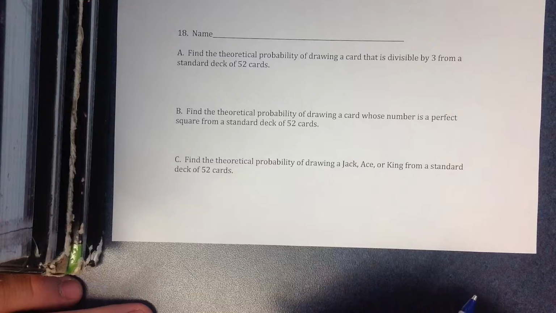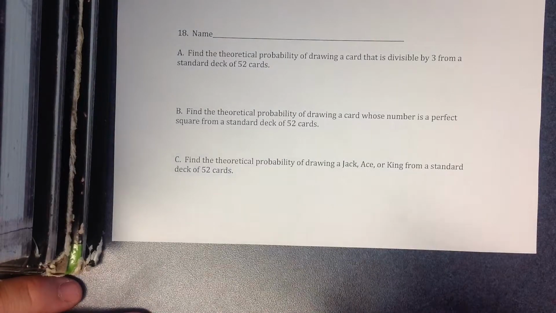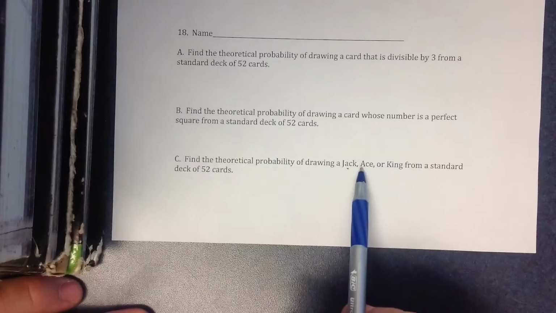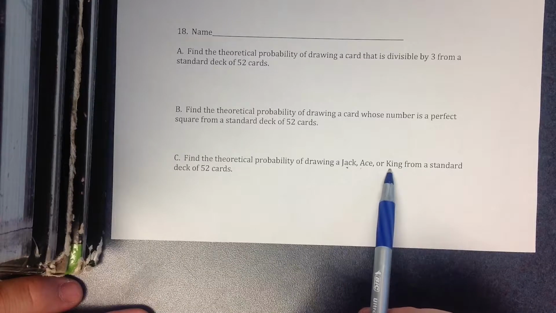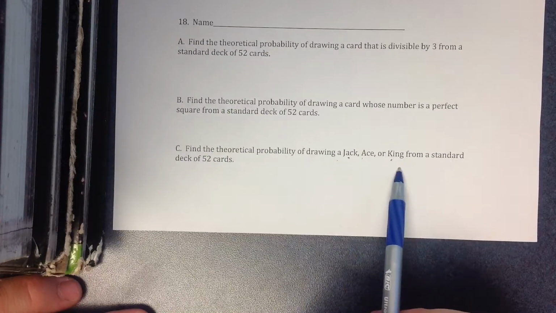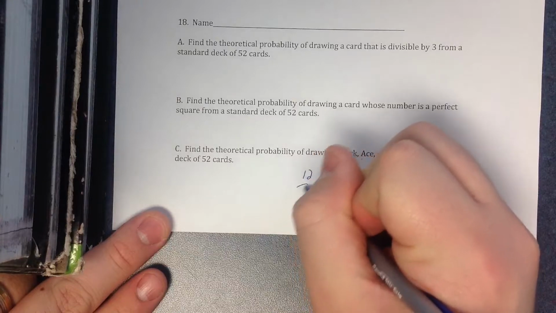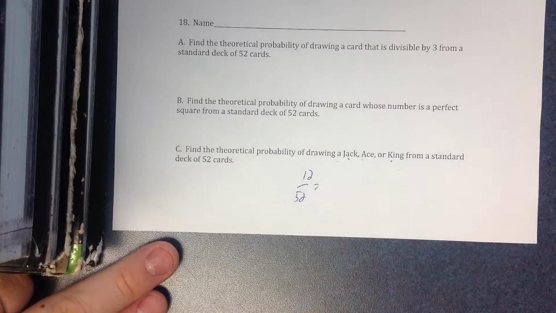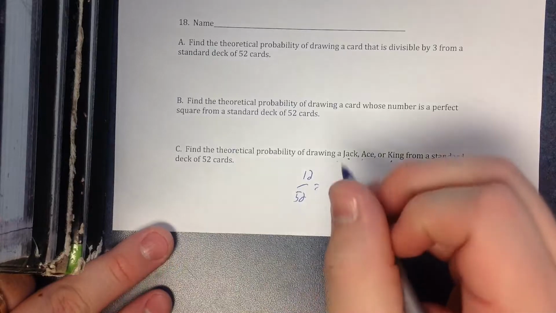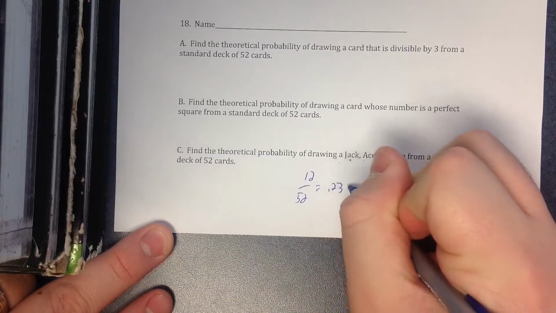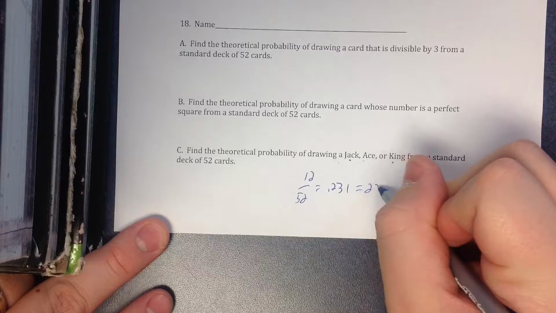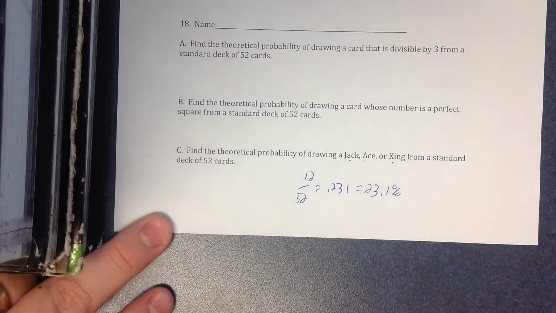Okay, on 18. So we're trying to find theoretical probability here, so I'll do part C. Find the theoretical probability of drawing a jack, ace, or king from a standard deck of cards. So there's a jack, ace, and king, so there's 4 suits. So there's going to be 4 jacks, 4 aces, 4 kings, so that's 12 cards out of 52. So if I take 12 divided by 52, I get .231 approximately. So about 23.1% would be your probability.